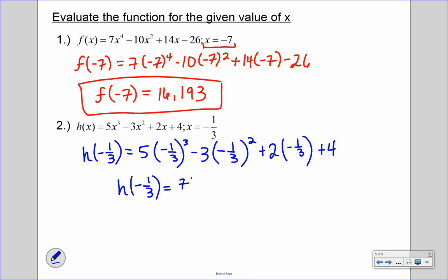is going to be 76 over 27. And like I said, if you get the wrong answer, go back and evaluate each one of these separately. Do not put them into decimal form. You may get a wrong answer. If you start with a fraction, you end with a fraction.